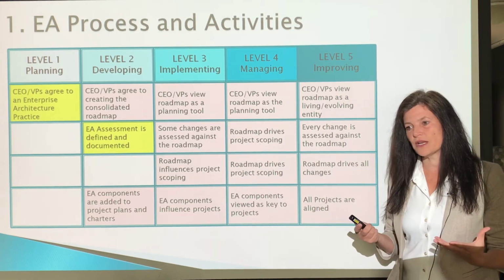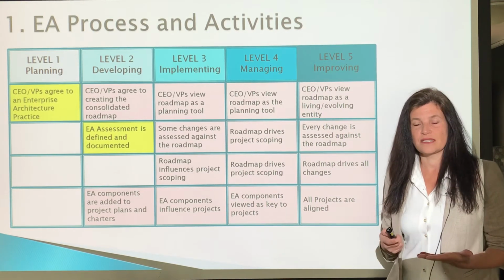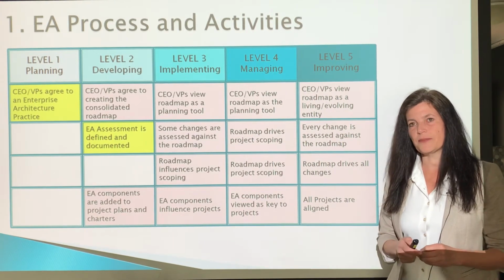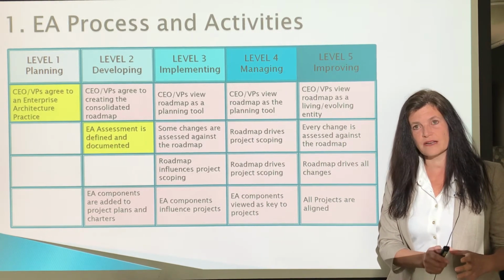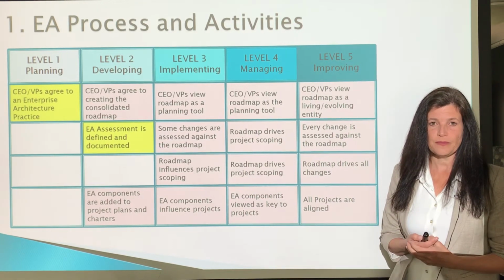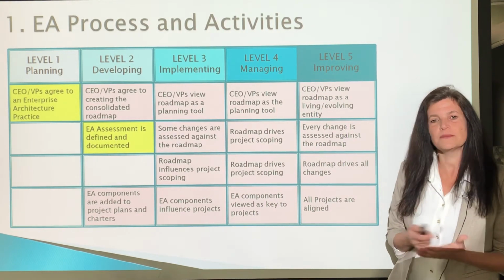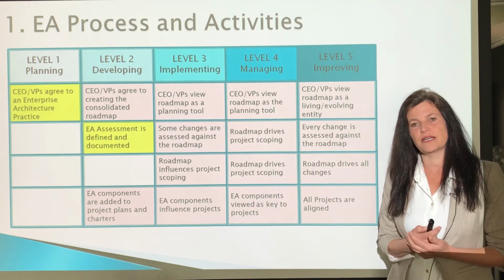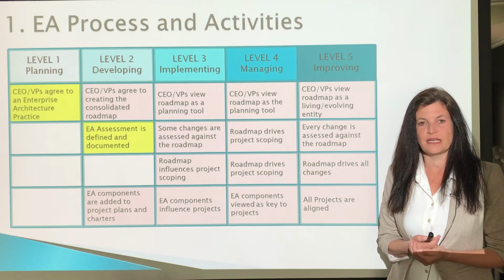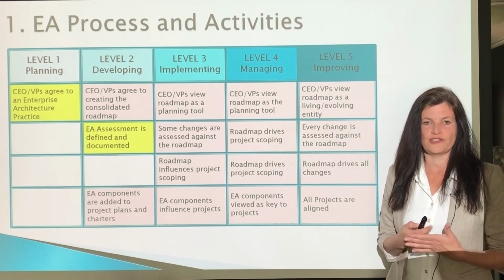So the first thing we want to do is set up a plan, which starts with that consolidated roadmap. The roadmap lists all the activities that need to happen in order to move your organization from where they are today to the future state or the vision. Then I give a brief sentence like, fully mature means the enterprise architecture process and activities are fully integrated into the organization, and the consolidated roadmap is a living and evolving entity driving change.